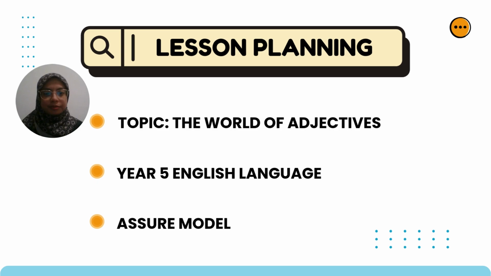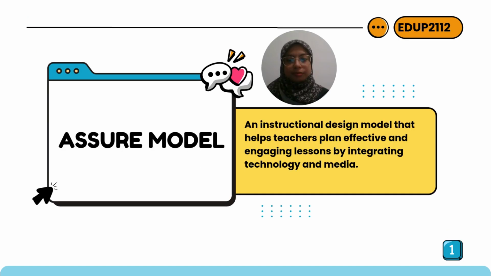Okay guys, the topic that I use for this lesson planning is the world of adjective, which I'm going to focus on Year 5 English language, where I'm using the Assure model in order to build this lesson plan. Before we dive deeper into the lesson planning, let's recap what is the Assure model. The Assure model is an instructional design model that helps teachers plan effective and engaging lessons by integrating technologies and also media.